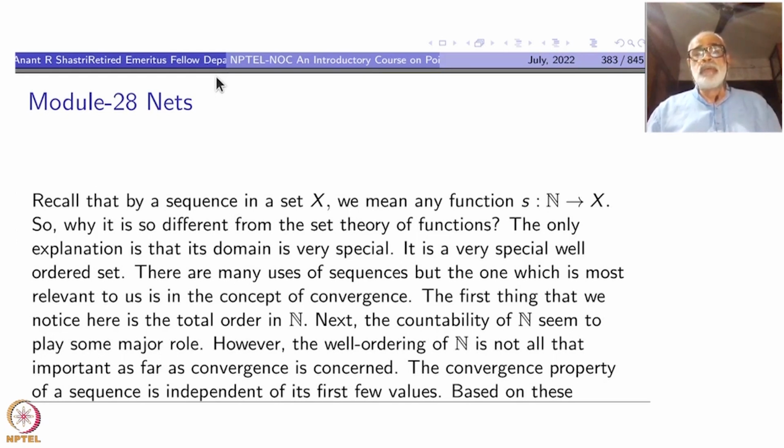Let me tell you a little bit of background here. Recall that by a sequence in a set X, we mean any function S with domain the natural numbers into X. So why is it so different from the set theory of functions? You know, a sequence is just a function. The only speciality is that the natural numbers have a natural order, which is actually a total order. It is actually more than that. It is actually a well ordered set. So that is the explanation that a sequence is more special than an ordinary function. It is a very special well ordered set.